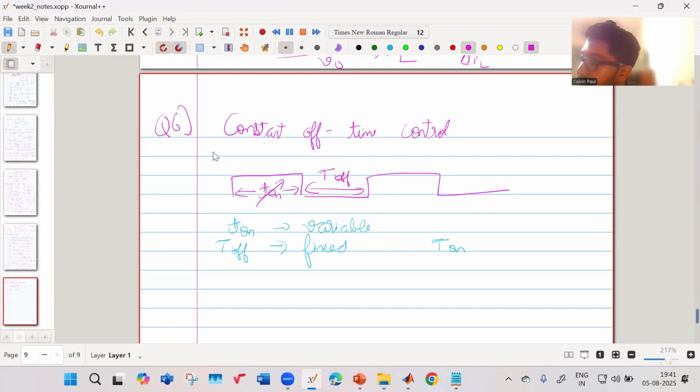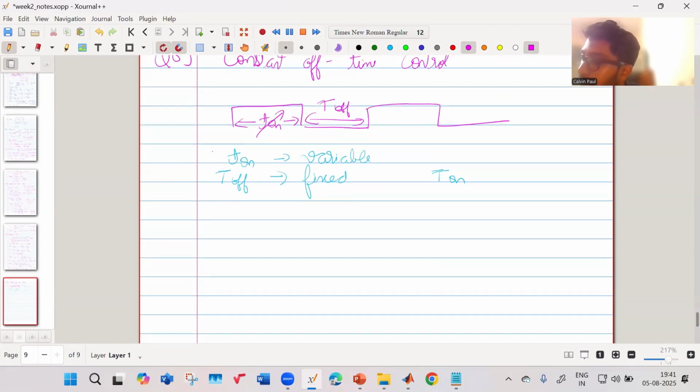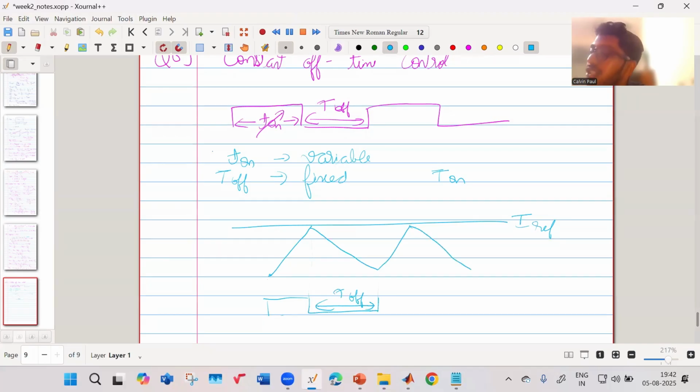Now, when we're doing current mode control, we have one fixed reference here either. This touches this point, okay? And then it will fall, it will fall, it will fall. For how much time? For this T off duration. Then again it will rise until it touches. And then it will again fall for this T off duration.